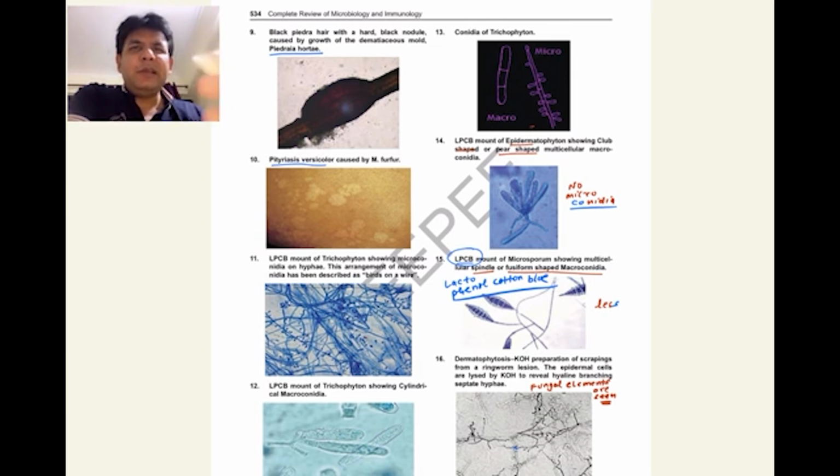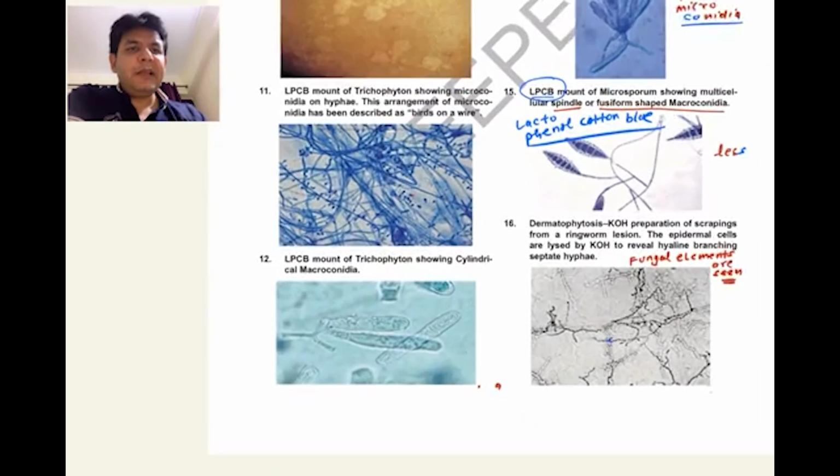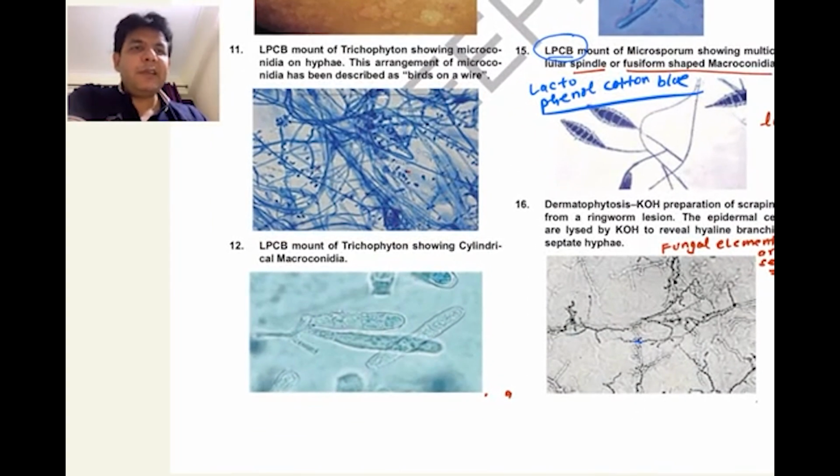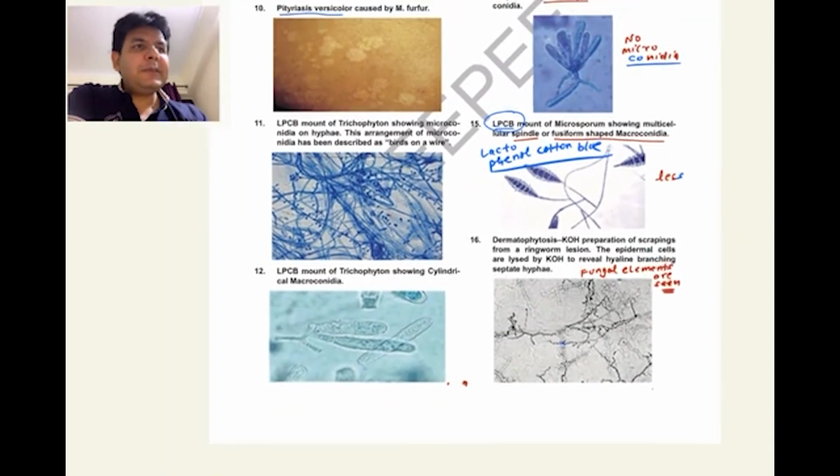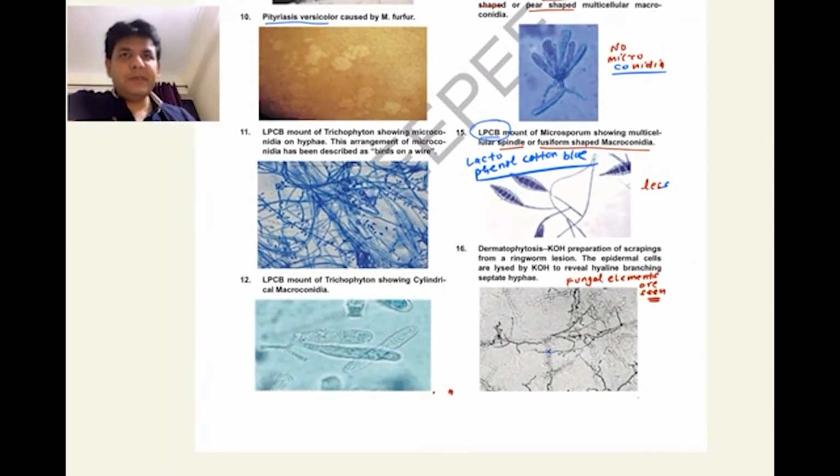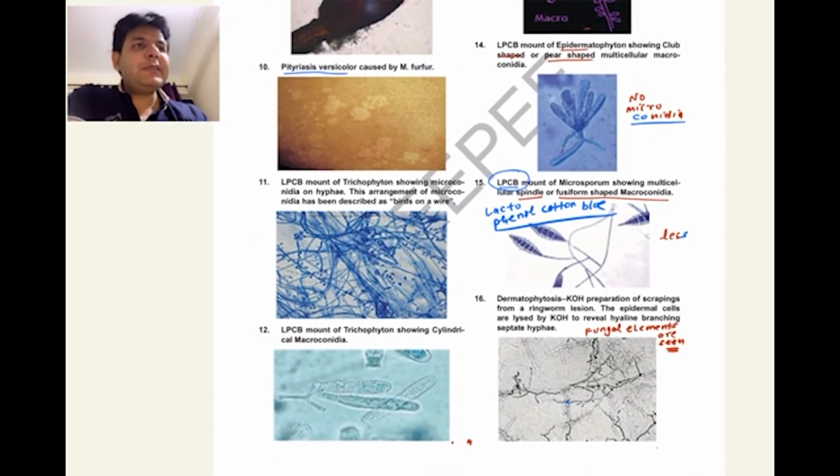Okay, and you already know that it has a spaghetti and meatball appearance, and it grows on SDA and all that. I will not be going deep into that. So this is a typical picture of this. Fine. The question which can click you in the exam is this particular one: Trichophyton is cylindrical. Okay, and Microsporum is this particular spindle shape, and the boat shape one is Epidermophyton, club or boat shape.